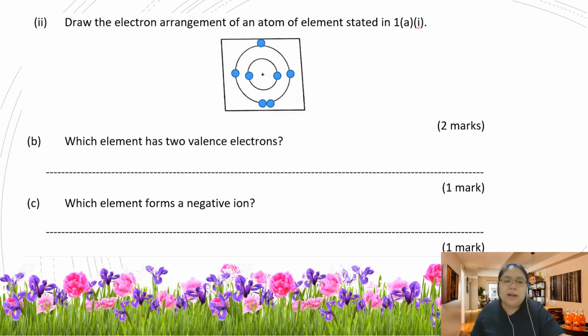Okay, which element has 2 valence electrons? 2 valence electrons means an extra 2. You can refer to the table from just now. Which one has an extra 2? From here, the answer is element W. Then C, which element forms a negative ion? A negative ion means it will receive an electron. It needs to receive one electron, then it becomes octet. So the answer should be element Z.